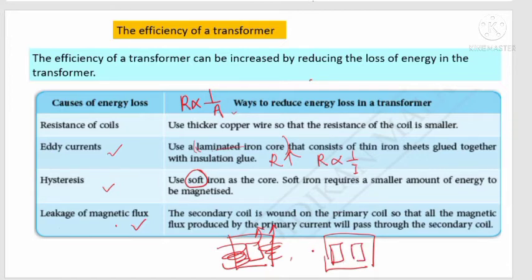So what we do, this is the primary coil. On top of it, the secondary coil is wound. Okay, so this will cause the flux lines from the primary coil to automatically be linked to the secondary coil. So this is better than this one. Okay, so this is to overcome leakage of magnetic flux. So this one is better for you all to understand because this one can come out in essay, either section B or section C.